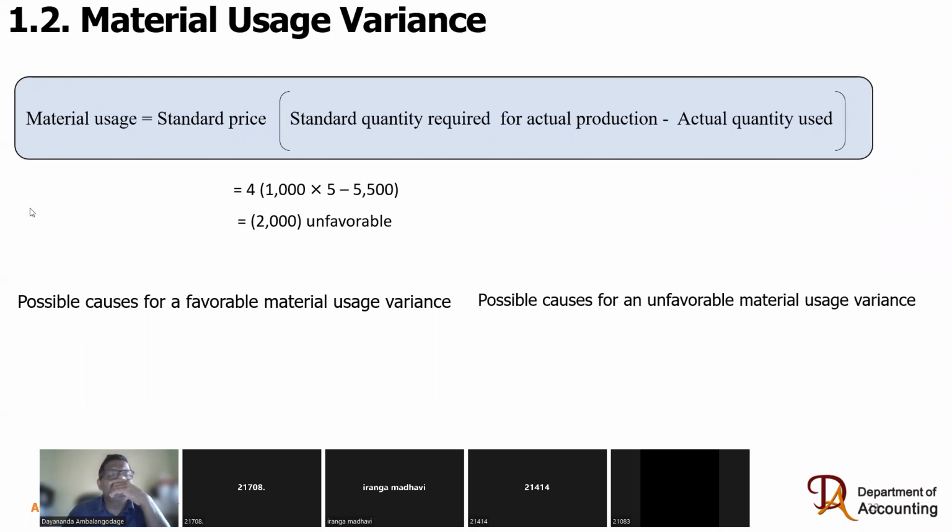Then the material usage variance, of course, as I told you, you see that the standard material usage is 5000.